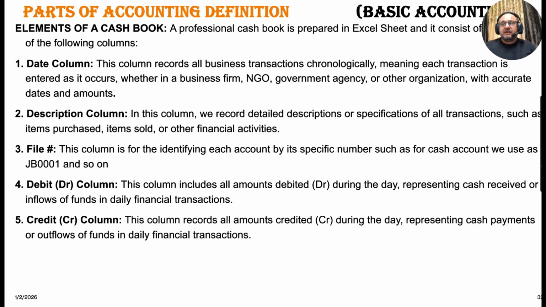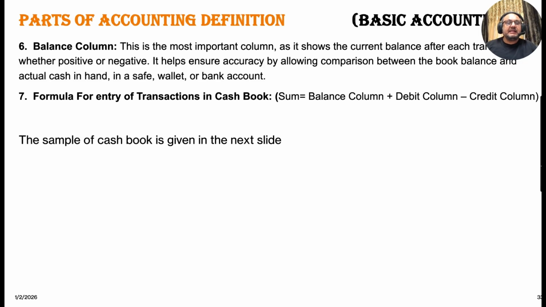And the credit column is everything which we pay out, which goes from us, which is minus from us. That's called the credit column. So the right hand is the credit column, and here we write those things which go out from us, which decrease. And the other one is the balance column.